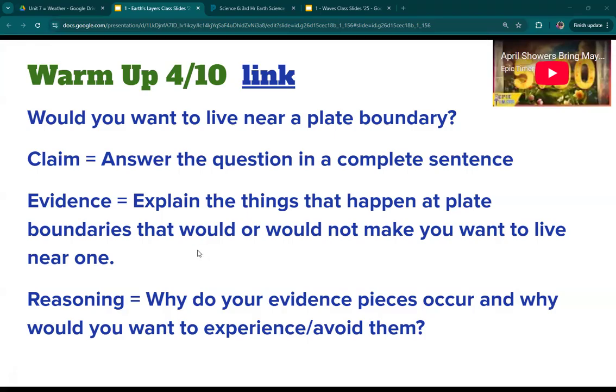Your evidence, these are things that explain why living at a plate boundary would or would not make you want to live near one. So it's got to be facts about what happens at plate boundaries. That has to be facts in your evidence spot. And then the reasoning is where you explain why those facts are good or bad for living at plate boundaries. Let's take a look at two examples.